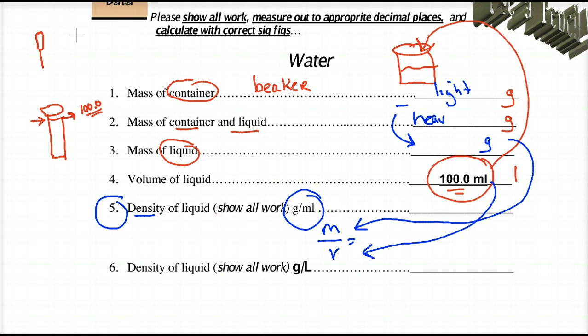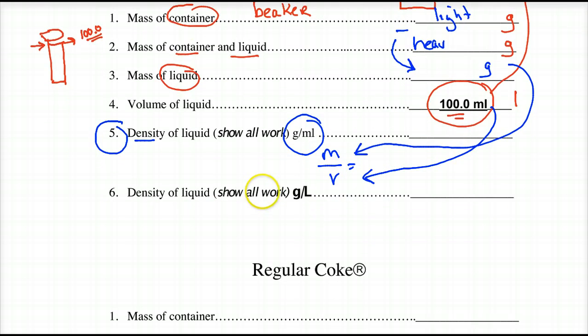Let's go over this conversion. This is an important conversion. Now we're going from grams per milliliter to grams per liter. Let me talk about this for a second. Let's pretend I'm a princess and we get 1.010 grams per milliliter. That's 4 sig figs. Now, how can I convert that into grams per liter?